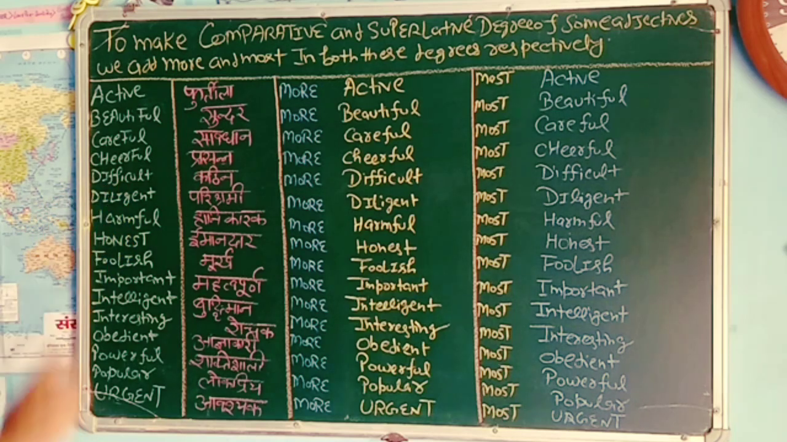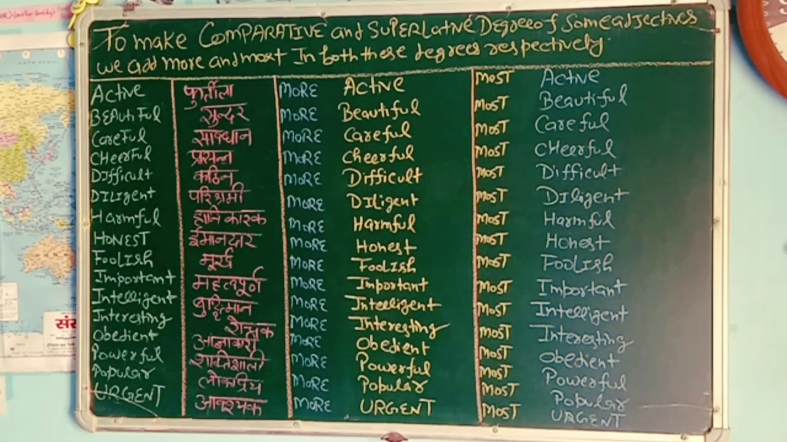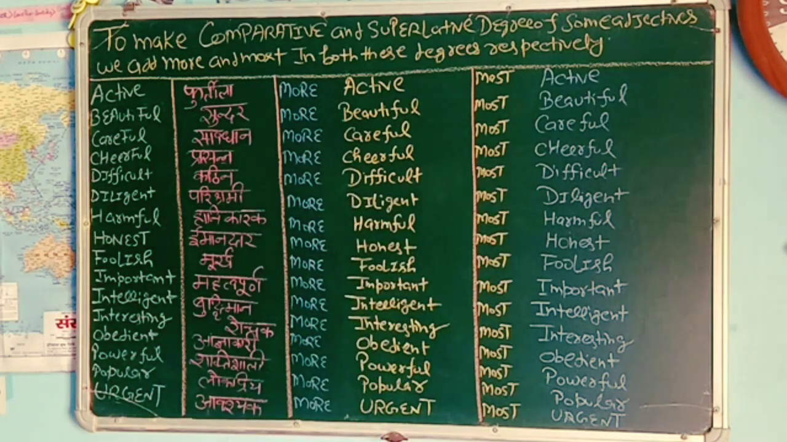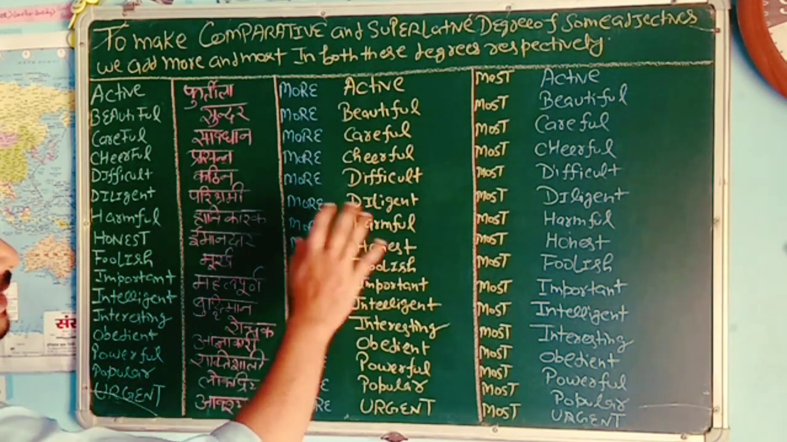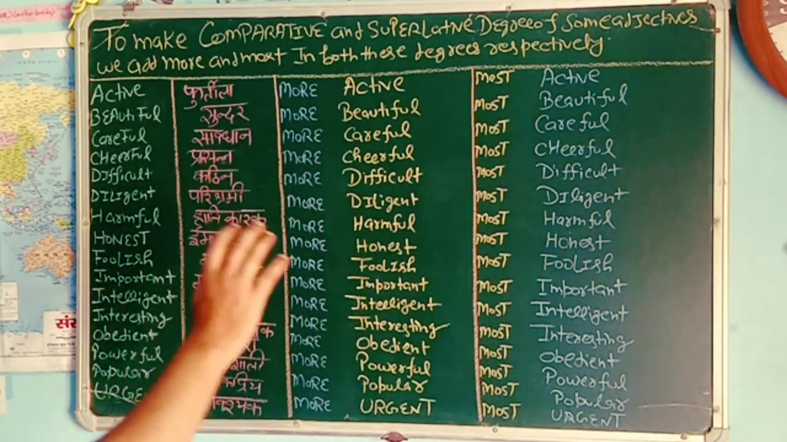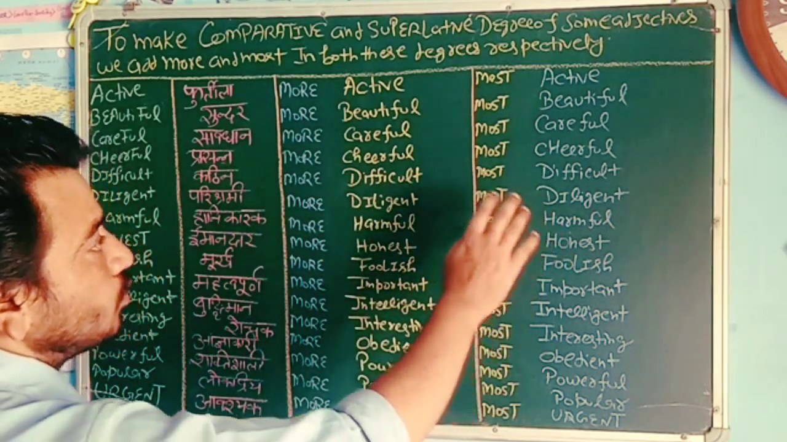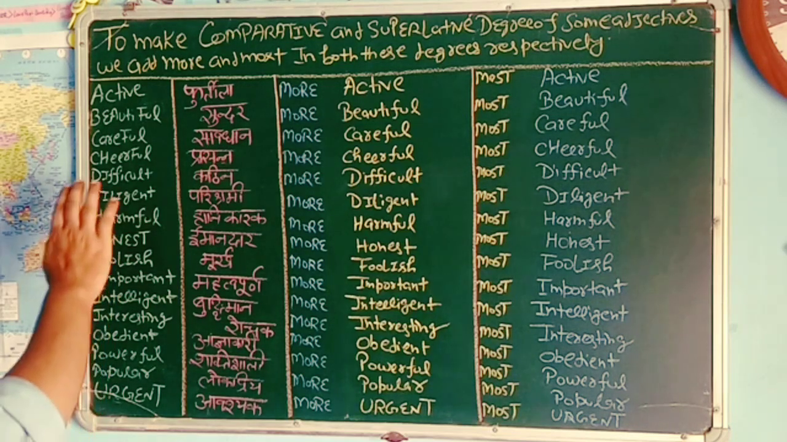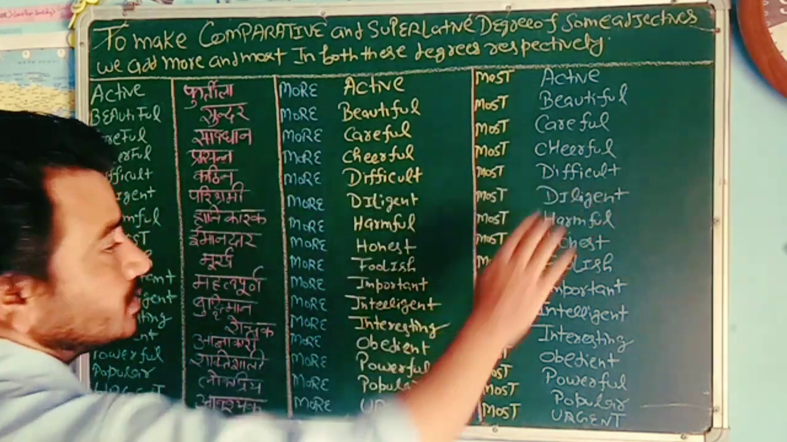Okay. So our next adjective is difficult. Its meaning is kathin in Hindi. Okay. If you want to make comparative and superlative degree of this adjective, we just use the word more and most in comparative and superlative degree respectively. So if we want to make comparative degree, we use more, and if we want to make superlative degree, we use most. So our complete degree of comparison becomes difficult, more difficult, most difficult.